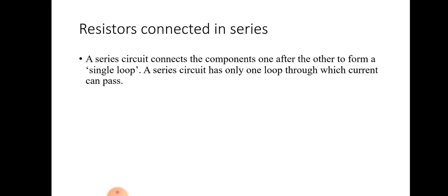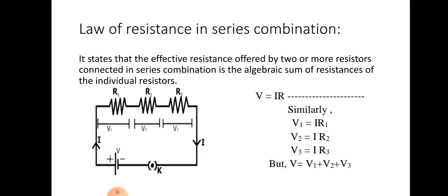Okay, so what happens in a series circuit? All the electrical components are connected one after the other to form a single loop. A series circuit has only one loop through which current can pass. Now we are talking about resistors connected in series. So here we will see how these resistors are connected to each other one by one.